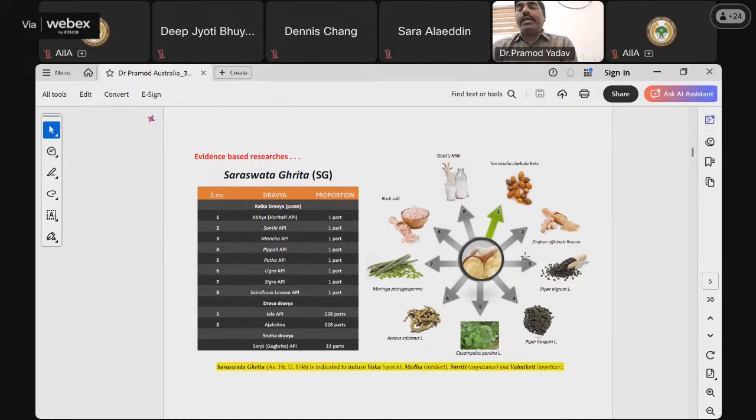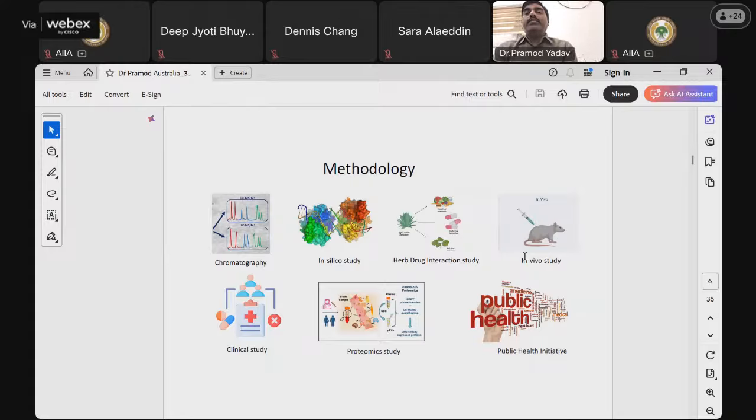So the methodology that we followed to understand how this formulation can improve the cognitive functions or the dementia in cases of Alzheimer's: we first carried out a chromatographic analysis, which was followed by an in silico study. We also looked into the herb-drug interaction part, and then the formulation was subjected to an in vivo study on experimental rats. Then we got a few encouraging results and subjected this formulation to clinical study. It was followed by the proteomic study, and then we translated this formulation as a public health measure and initiative.